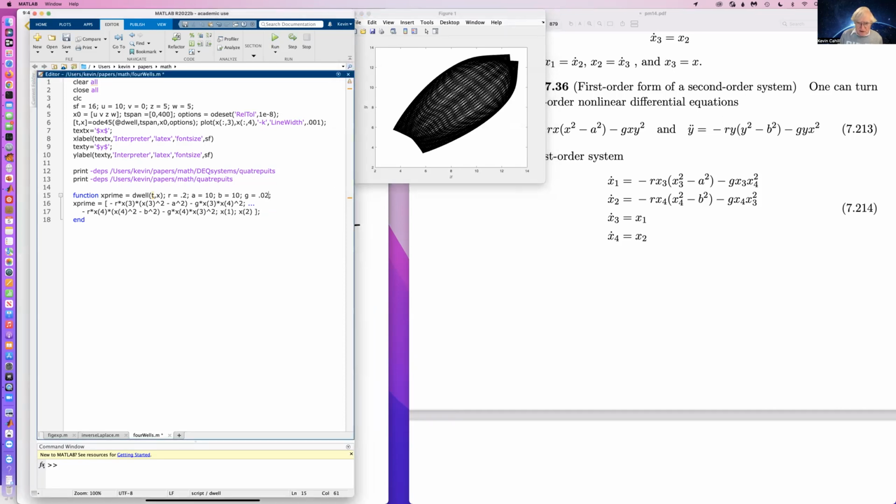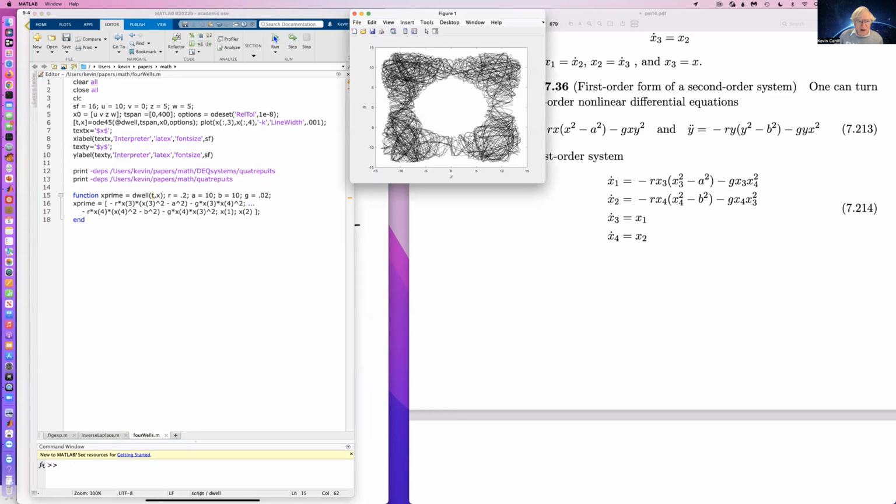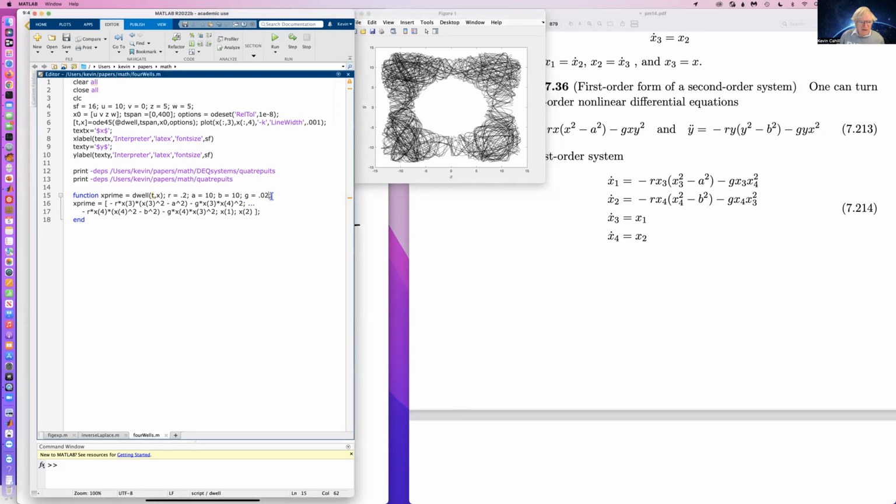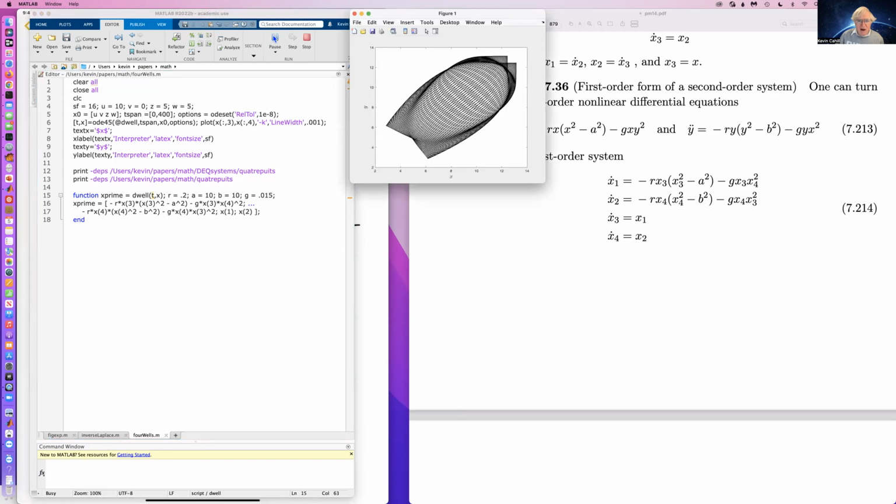All right, suppose I make it 0.2. Boy, there's a transition there. So suppose we make it 1.5. Well, we can see a sort of continuous transition, but it's really, really, really weird in my opinion. I don't know.